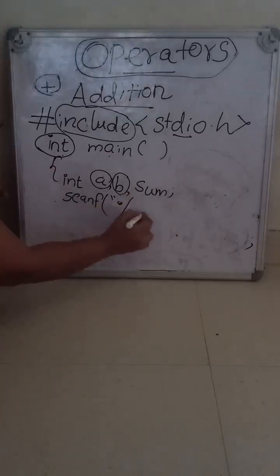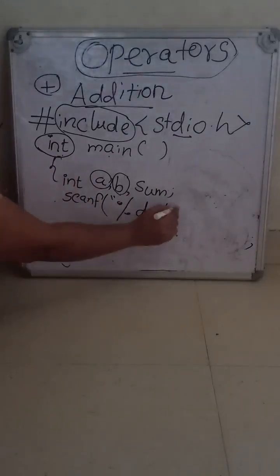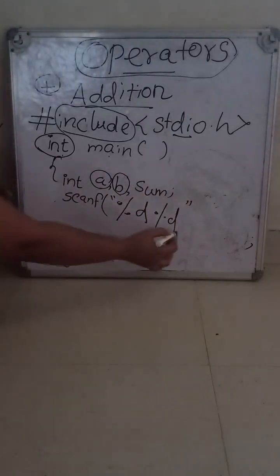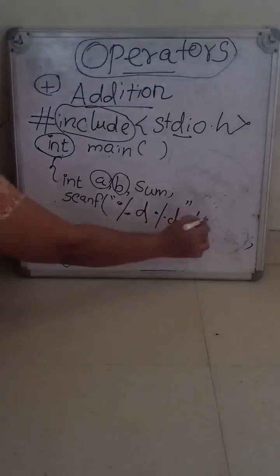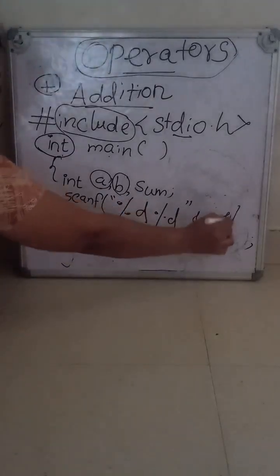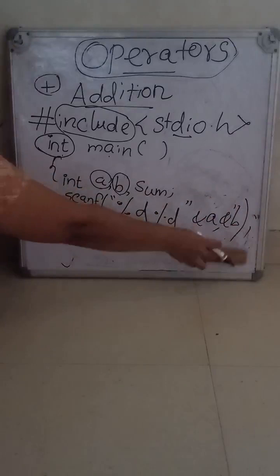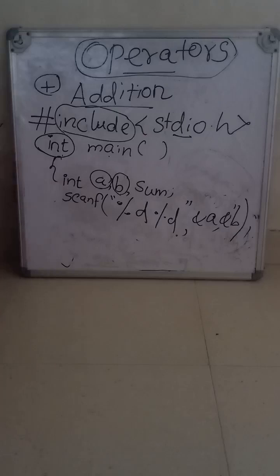%d. This is %d for the first value, and again I have to use %d for the second value. So I have to close the double quotes and put a comma. After that I have to mention the location. So ampersand A, ampersand B. After that, semicolon. Which means that I am going to read the values of A and B from the user. So I have given the %d, comma, location of A and location of B.